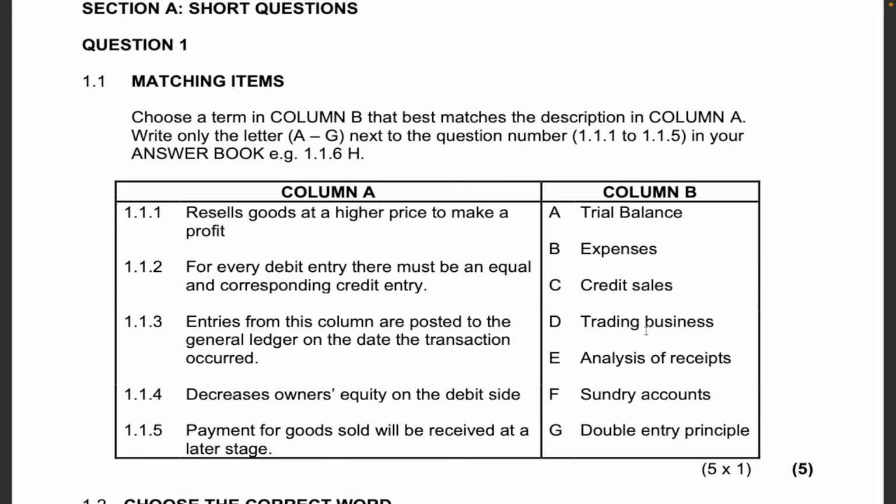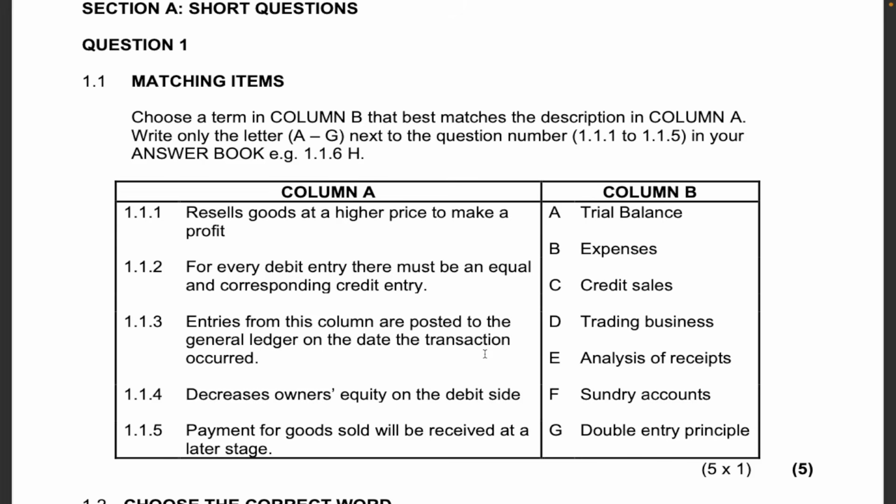To understand that more, you can look at the lesson on journal entries. You'll find a link to that lesson in the description below, where we explain and go through examples in journalizing the entries to show you that for every debit there must be an equal credit. Okay, so the answer for 1.1.2 is double entry principle, or G.